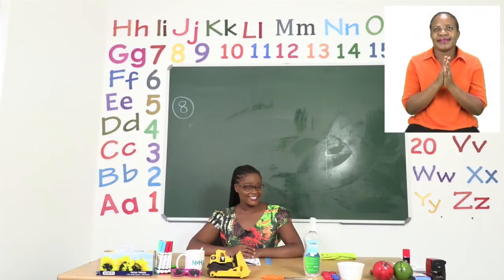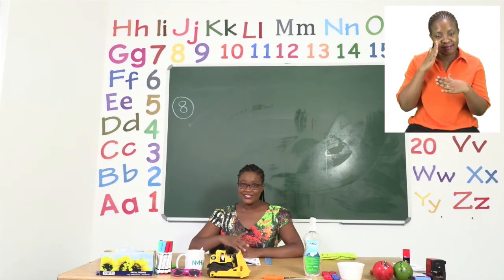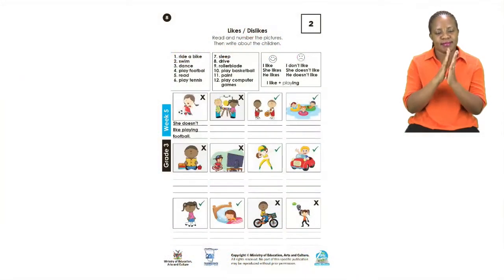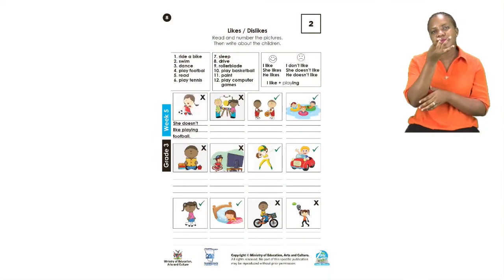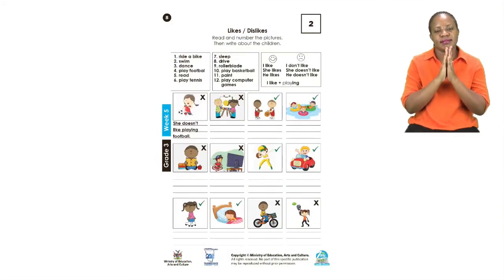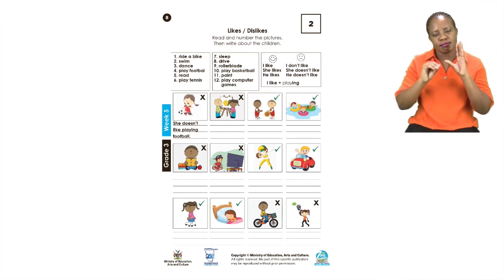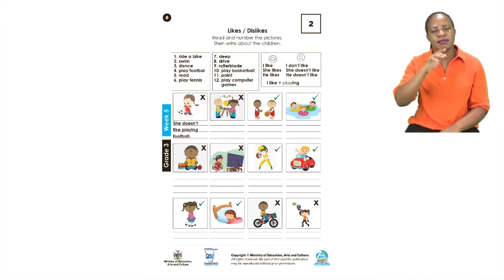For our next exercise, please can you turn to page 8. On page 8, we are dealing with likes and dislikes. Now, everybody has something they like and also dislike. So our job first is to read and number the pictures. And then we will write about the children.